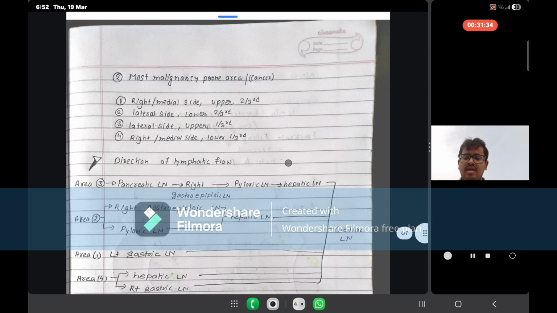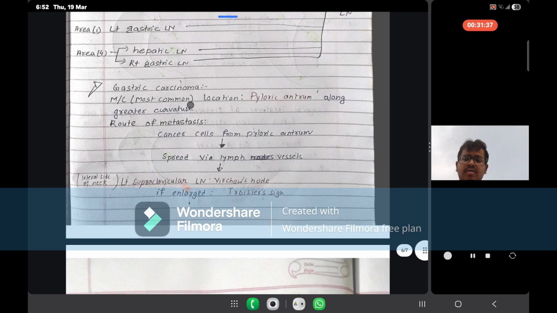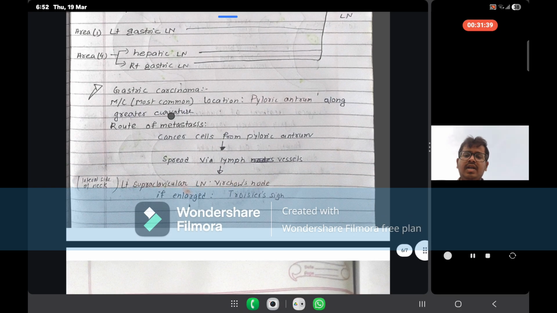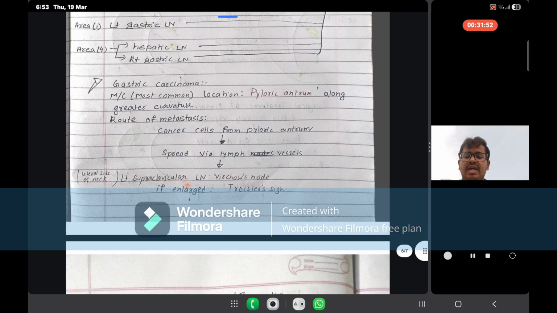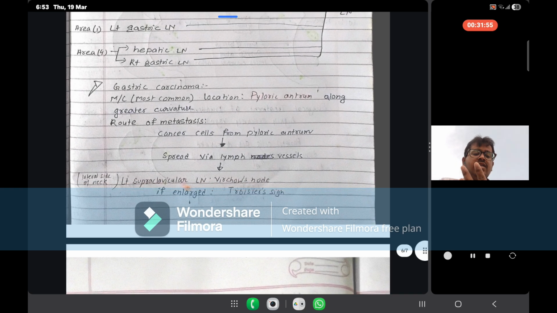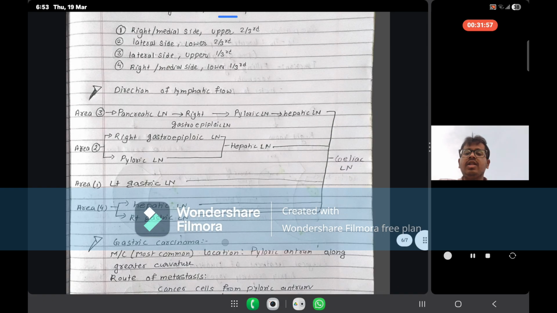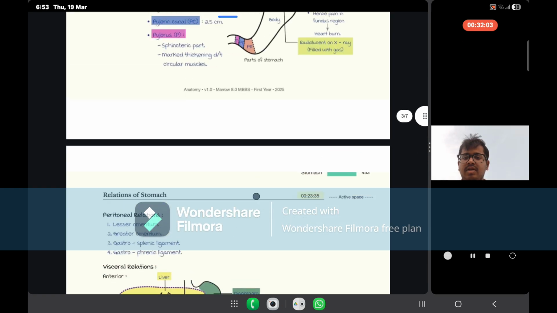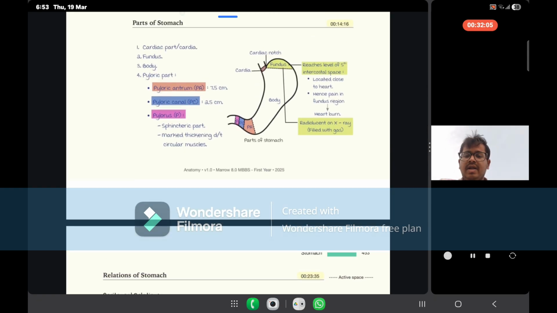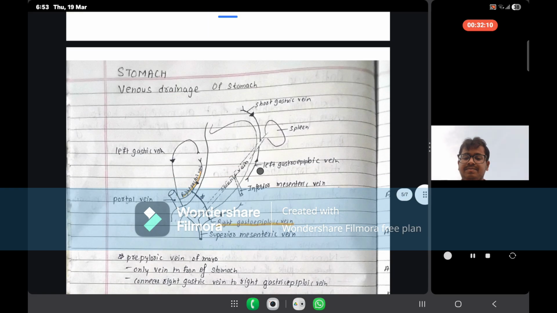So what I want to say is, the most common location of gastric carcinoma is the pyloric antrum along the greater curvature. Ulcer will happen on the side of the lesser curvature, and the carcinoma will happen on the greater curvature. Route of metastatic cancer cells from the pyloric antrum: we have seen there are three parts, pyloric antrum, pyloric canal, and pylorus. So here the carcinoma will occur.